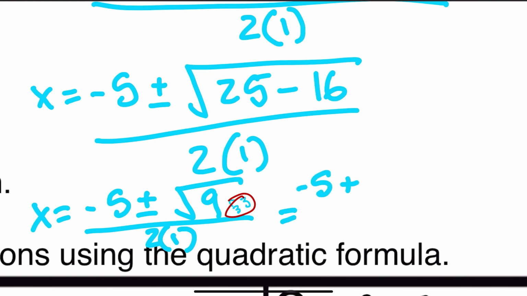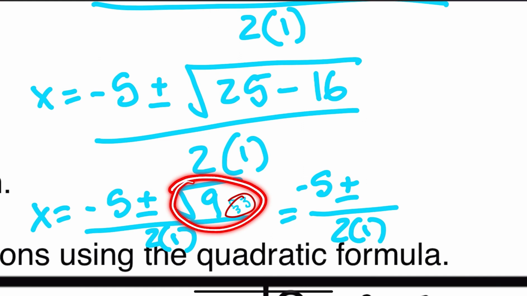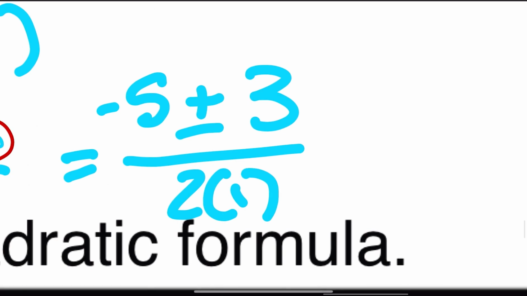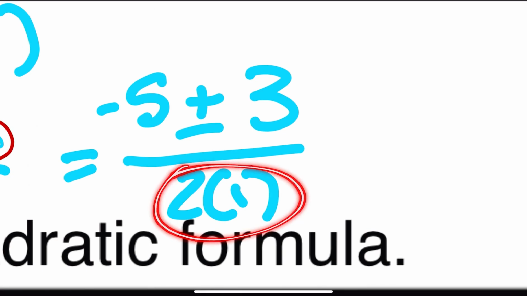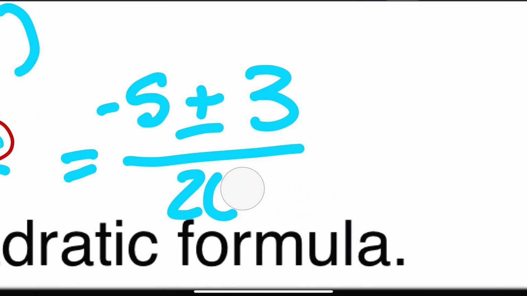Negative 5 plus or minus, over 2 times 1. That's all going to stay the same. And then the only thing I'm changing is this guy. I'm going to rewrite it. I had my factors. Both of them were 3s, so I could take that out. I don't have any leftovers, so I don't have a radical. Here's where we are now. This is what we got. So with that being said, I'm going to simplify this bottom part because the last step is to simplify what we have. I know that 2 times 1 is just going to be 2.